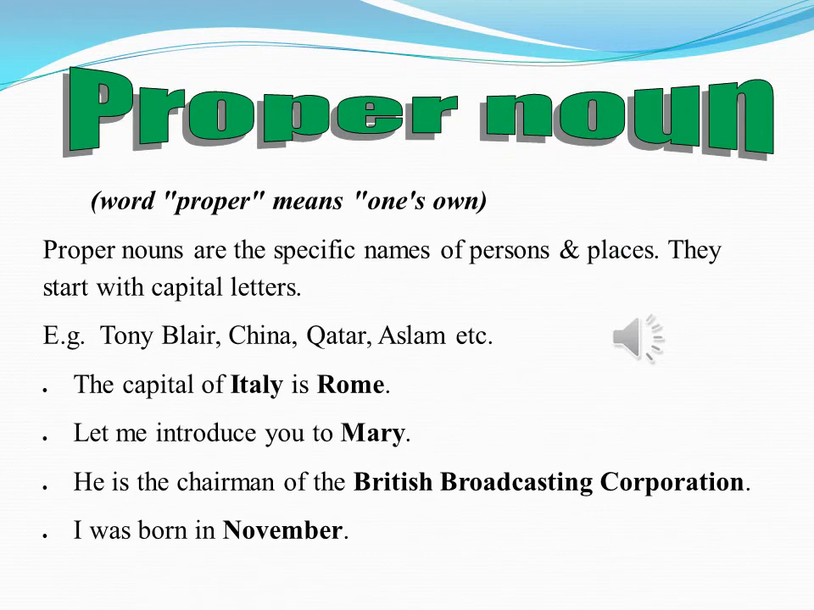Word proper means one's own. Proper nouns are the specific names of persons and places. They start with capital letters. For example, Tony Blair, China, Qatar, Islam, etc. The capital of Italy is Rome. Let me introduce you to Mary. He is the chairman of the British Broadcasting Corporation. I was born in November.